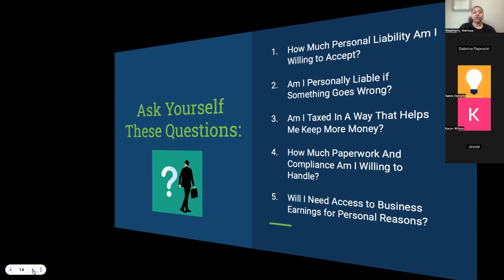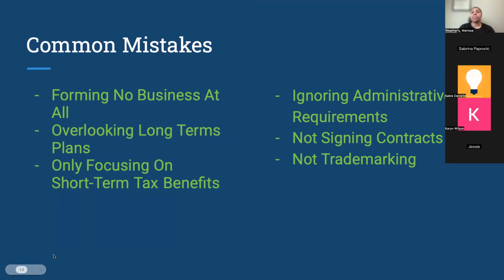Okay. So now we're going to move on to common mistakes. These are just things I think you should definitely be on the lookout for as far as mistakes that people make when it comes to their businesses. So, forming no business at all. Like I said, the sole proprietorship thing, it's not the best idea. You're really exposing yourself to a lot of liability and you want to make sure you're protected.